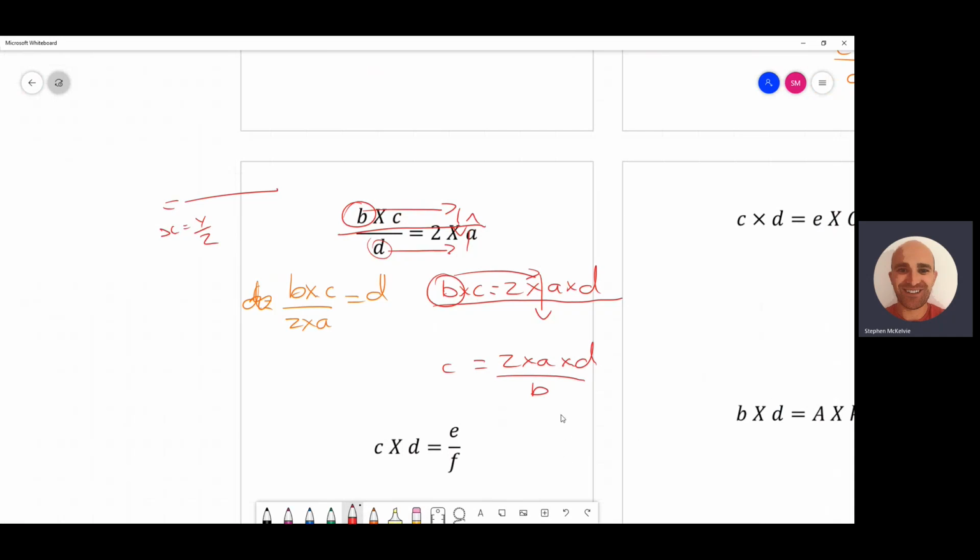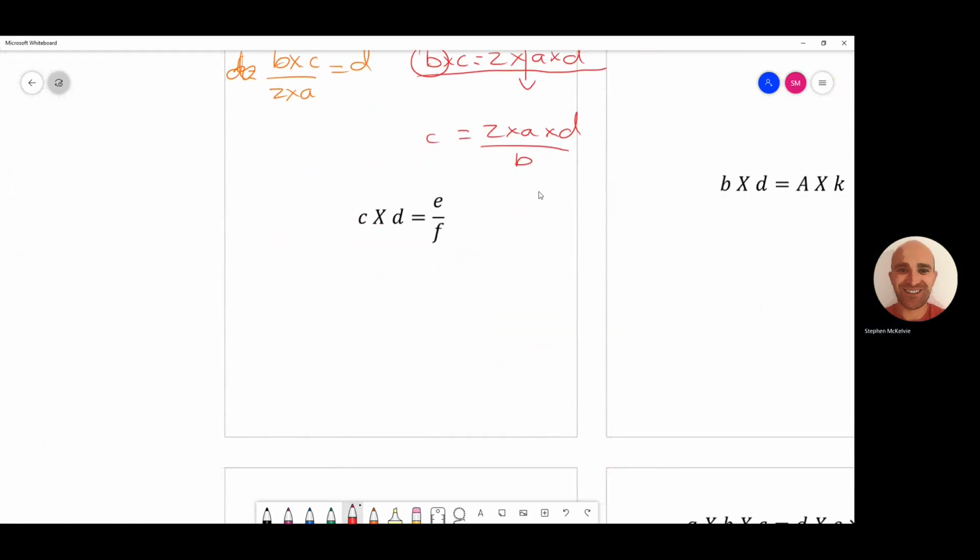C times D equals E over F. I'll do what F is first, because that's the easiest one. I swap everything up here with everything down there. And I want F to be by itself because I want to make F the subject. So F is equal to E over C times D. You can swap things as long as you swap everything.